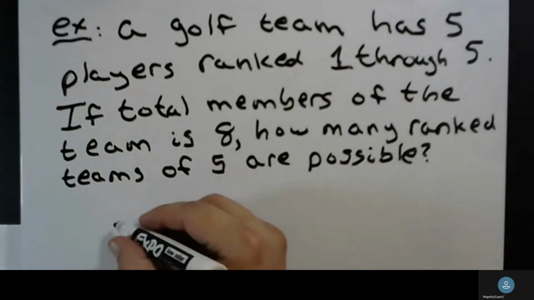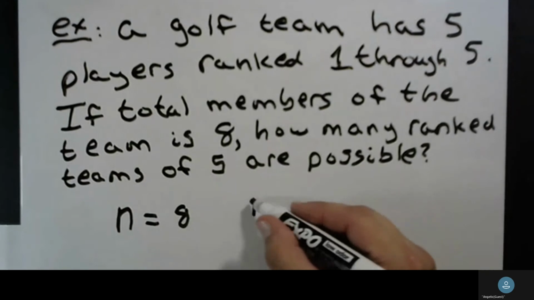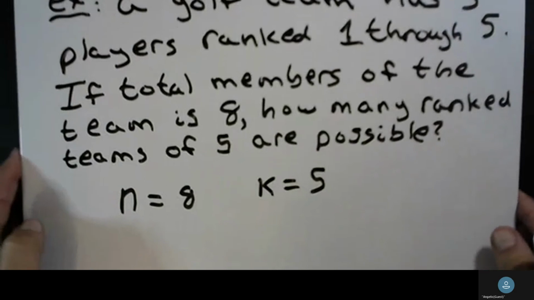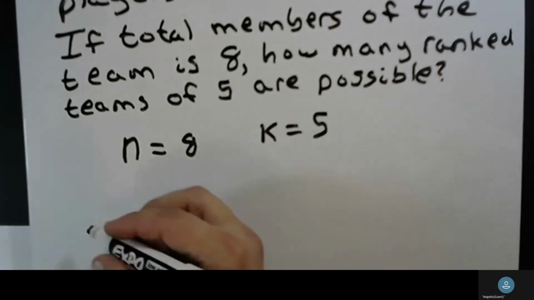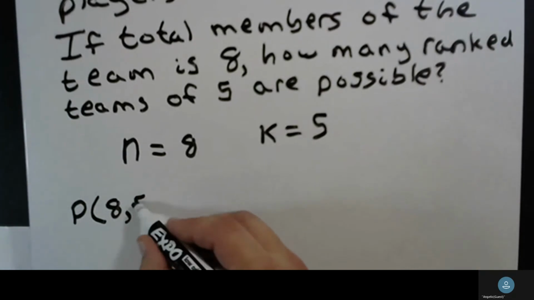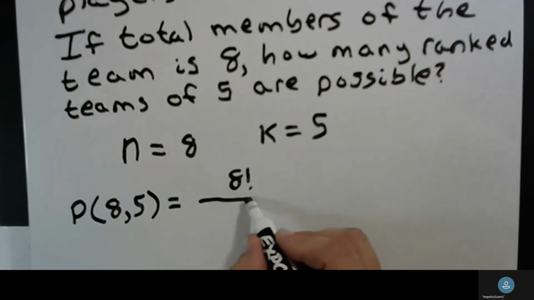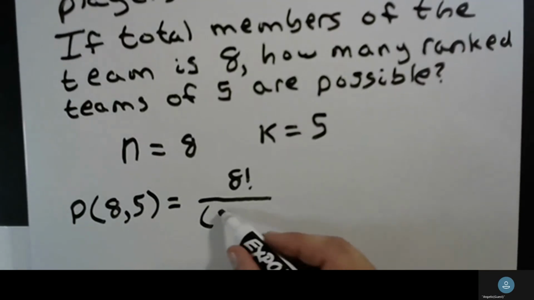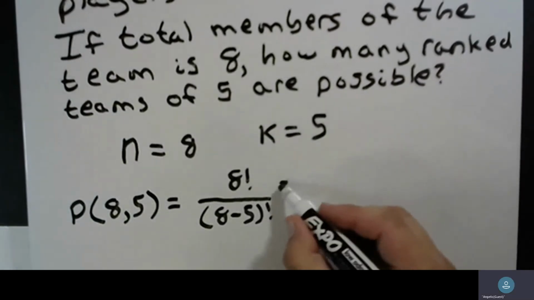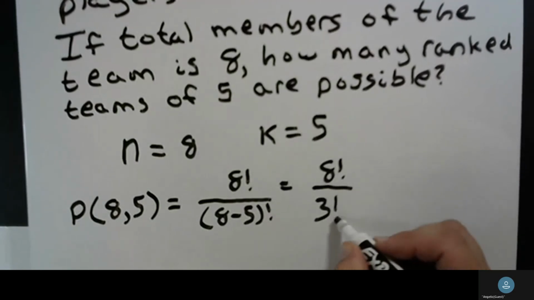So what we have here, the total number of players on the team is 8. And we're going to be drawing 5 at a time. And maybe this is just random, maybe this ranking system is random. So we're going to have P of 8 comma 5, which would be 8 factorial over 8 minus 5 factorial, or 8 factorial over 3 factorial.